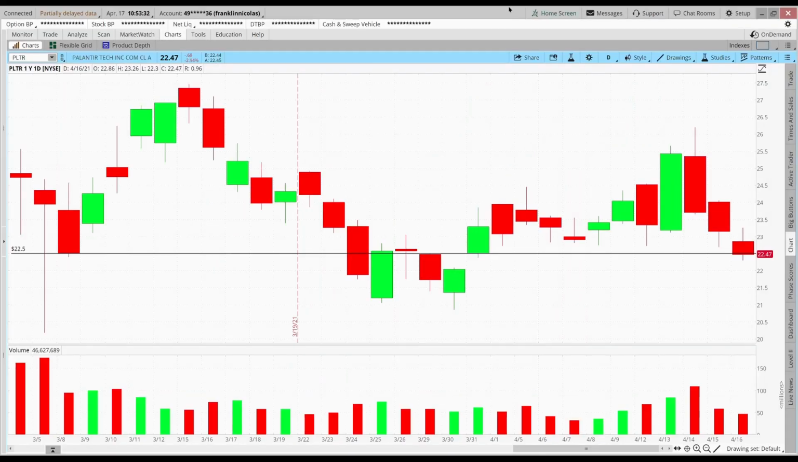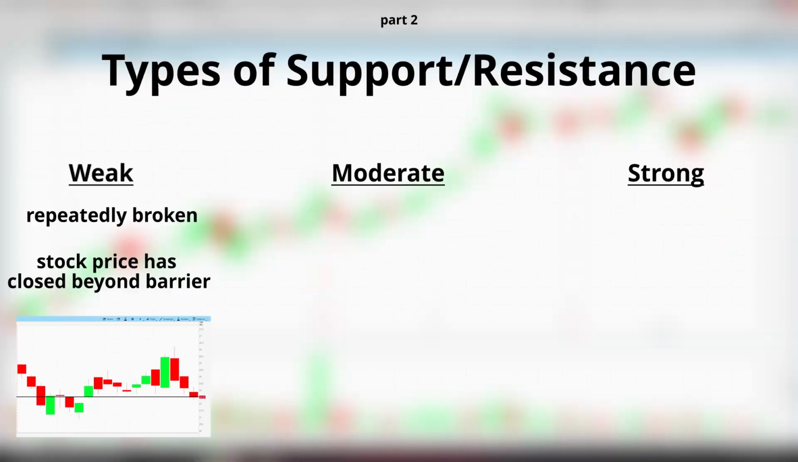Here I have an example of weak support on the stock Palantir. Right at 22.5, you can see that this level has been tested and broken multiple times. Not only that, but the stock price has been able to hold below this level 1, 2, 3 times in the past. And because we see it break and not hold, we know that this is a weak support.